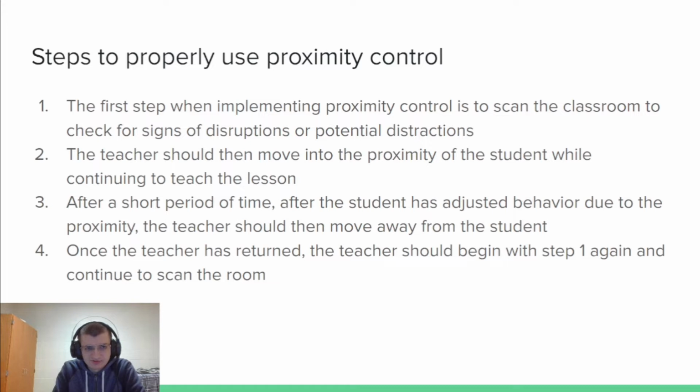So to properly use proximity control, there's a couple of steps you should follow to make sure that you're using it right and that you're using it at the right times. The first step when implementing it is to scan the classroom. You won't be doing this throughout the lesson, but scan the classroom to check for signs of disruptions or potential distractions. Proximity control can be used as something is happening or right before something could happen, in which the teacher, once they see it, should start slowly moving into the proximity of the student while continuing to teach the lesson.